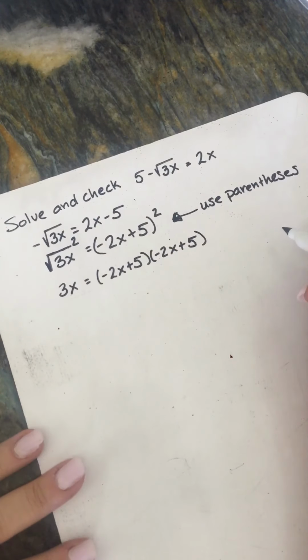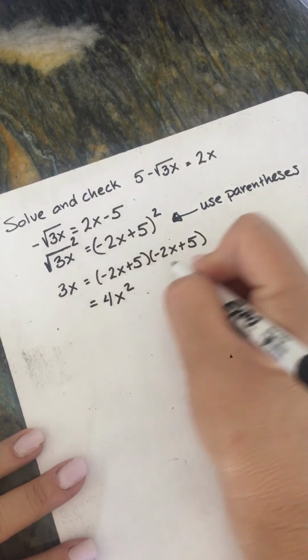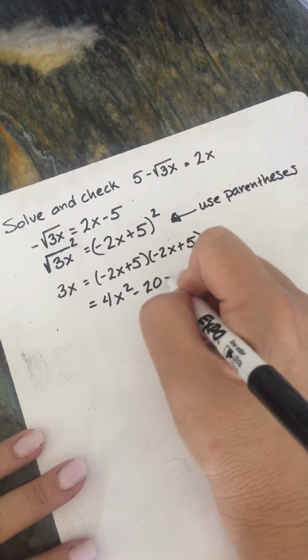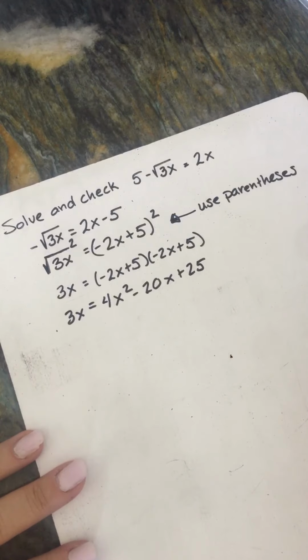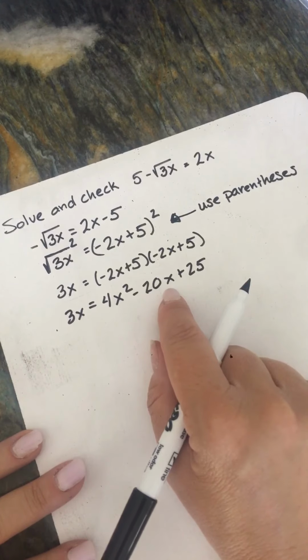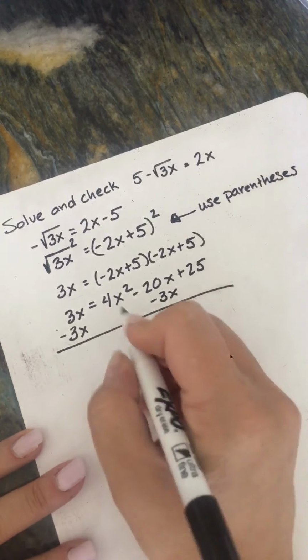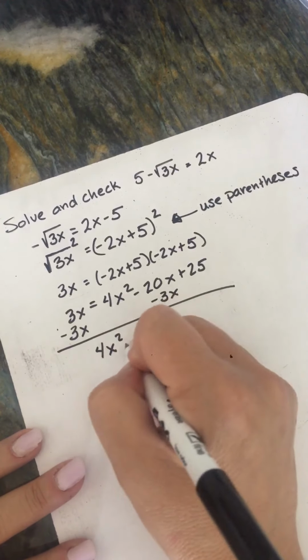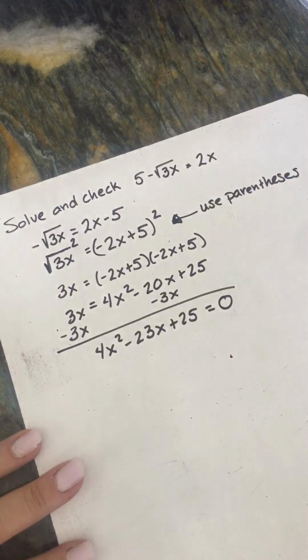So a little FOIL if you need to use the acronym. Otherwise, just distribute everything through. 4x squared minus 20x plus 25. So we have a quadratic term with the x squared and we have a linear term. Whenever that happens, we need to set this whole polynomial equal to 0, which means subtracting 3x from both sides. 4x squared minus 23x plus 25 equals 0.